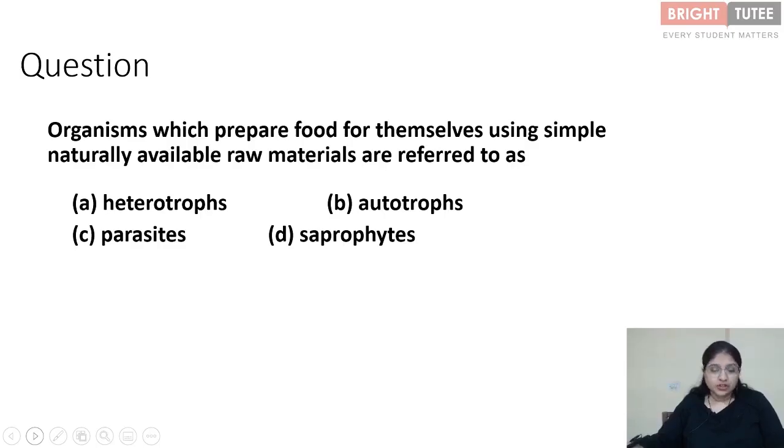Now let's look at our first question. First question is, organisms which prepare food for themselves using simple, naturally available raw materials are referred to as... So we know that these are the plants that we're talking about, and these are known as autotrophs.